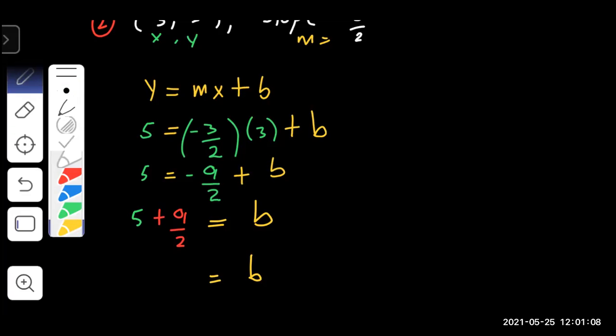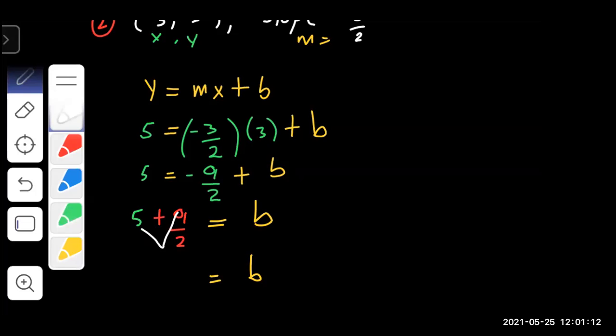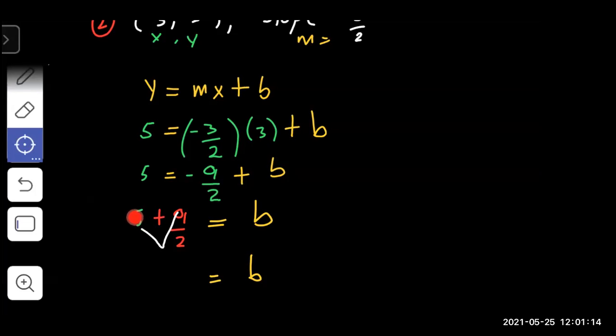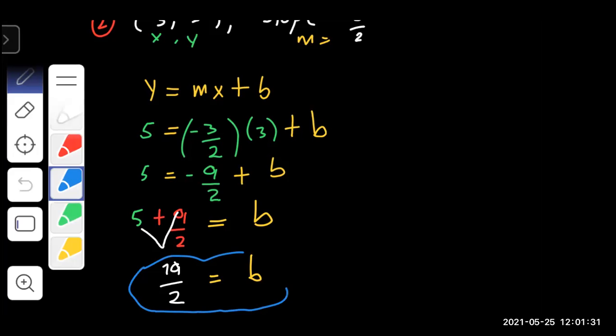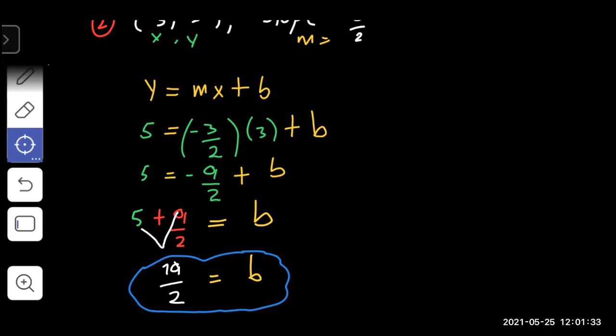So what you can do, I can call this the check mark. You are going to multiply 5 times 2, 10, and then you are going to add 9. 5 times 2, 10, plus 9, 19. 19, and you copy the denominator. And this is the value for b. You got the same? Yes.